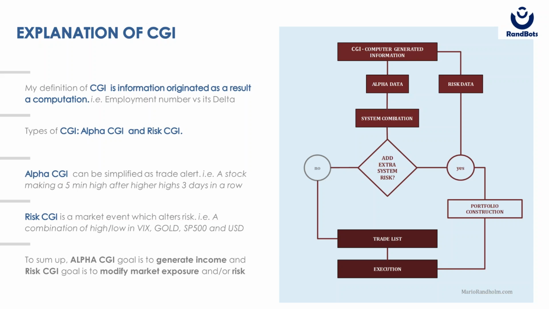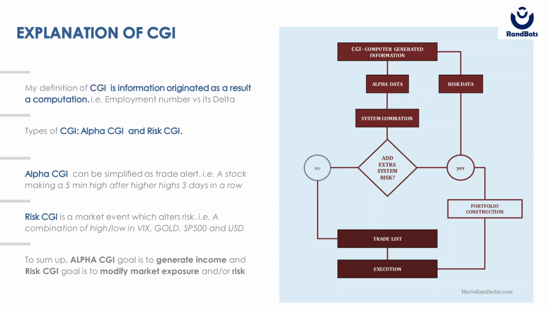Then I divide this into two types of data. One is alpha, right? Alpha computer-generated information, and the other one is risk. The alpha translates into a simplification of a trade alert. Okay, so we are here in the chart. We get computer-generated information, and if it goes to alpha, it goes to trade alerts, or if it goes to risk data. And the risk data is a market event that alters a combination of signals.